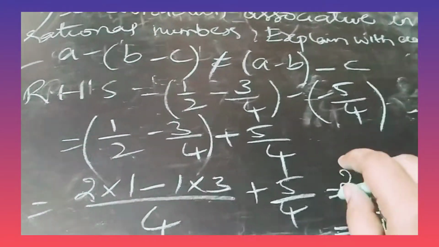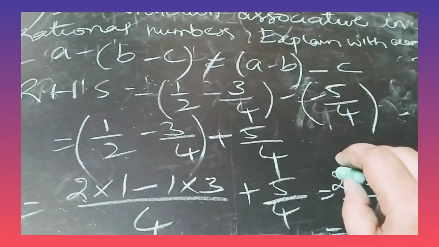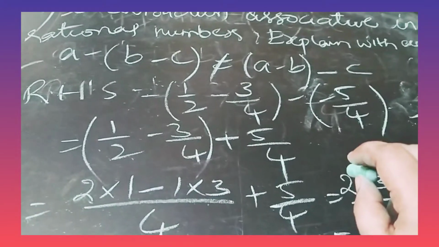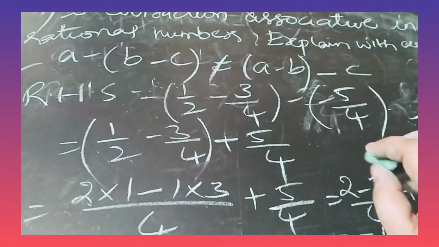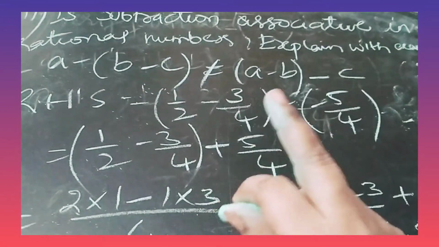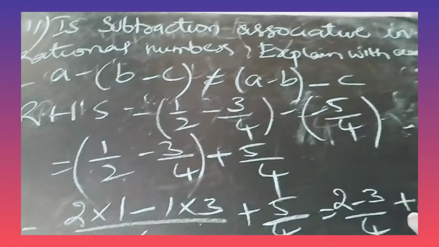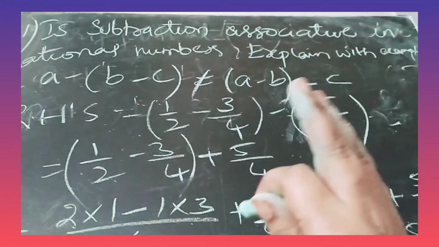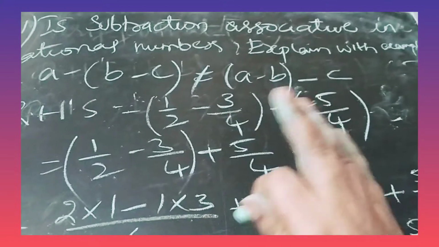Okay, so LHS is not equal to RHS. What was LHS? It is minus 3 by 2. Okay, RHS is 1 here. So a minus of b minus c is not equal to a minus b minus c. Okay, so subtraction is not associative.